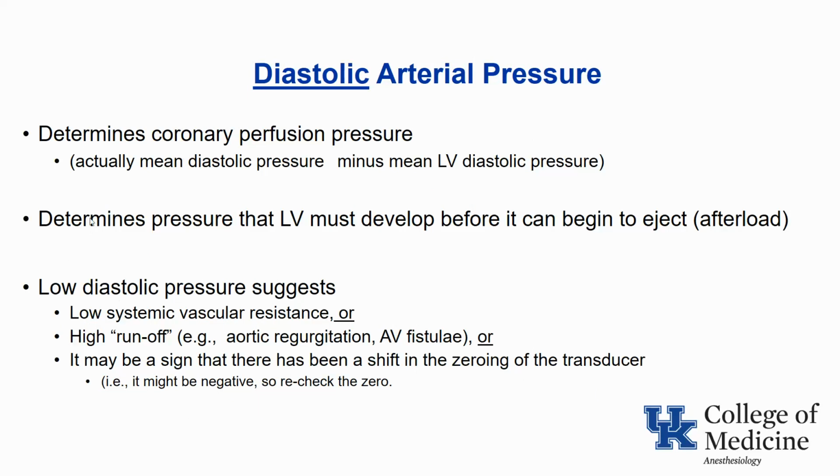The diastolic pressure reflects coronary perfusion pressure and determines the pressure that the LV must develop before it can eject. A low diastolic pressure may suggest a low systemic vascular resistance or high runoff, such as with aortic regurgitation or AV fistulas, or it could be a sign that there has been a shift in the zeroing of the transducer or that the transducer is at the wrong level.